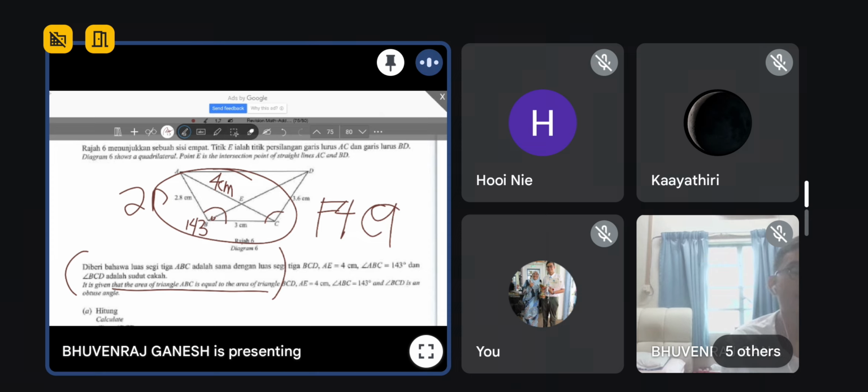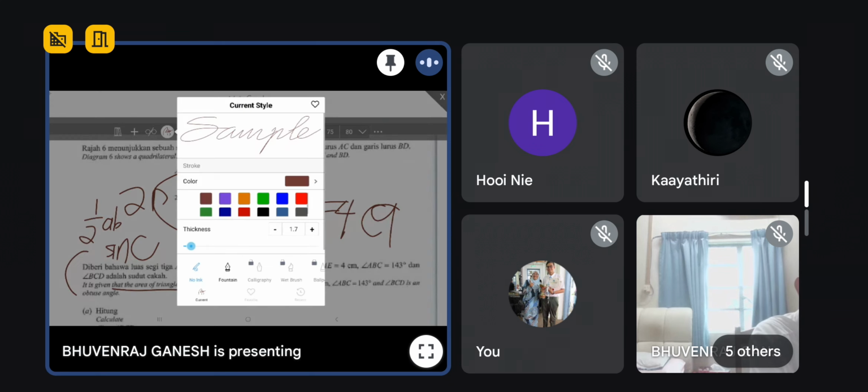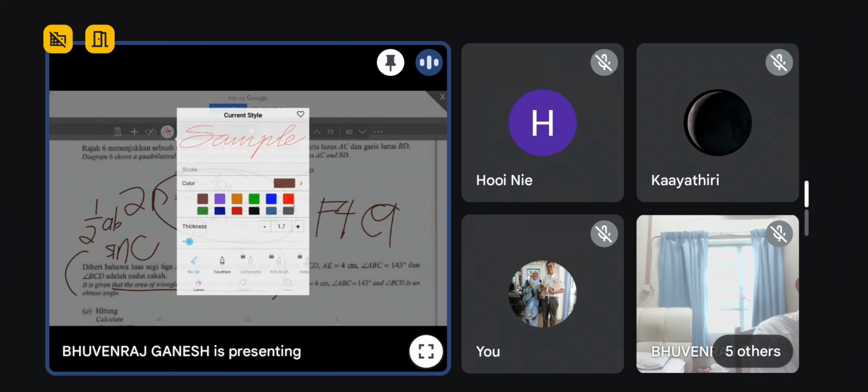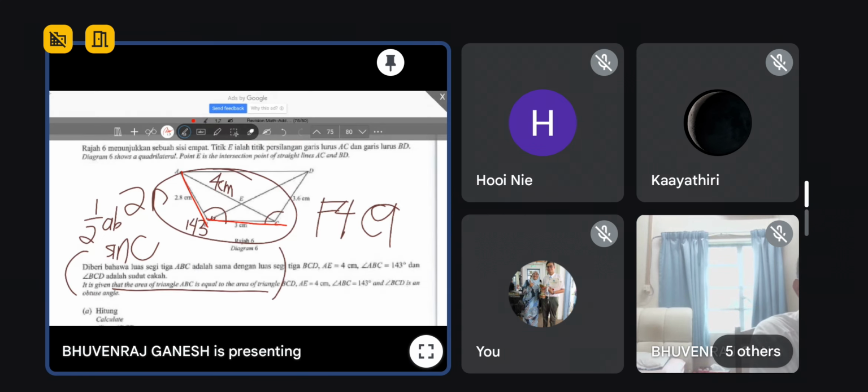Recall balik a bit, guys. Yes, half AB sin C. This is your area of triangle untuk penyelesaian segitiga. So, if you focus on this triangle, this is your A value, this is your B value, this is your C value. Betul? So, kamu boleh kira luas dia. So, ABC area is equal to the BCD area.